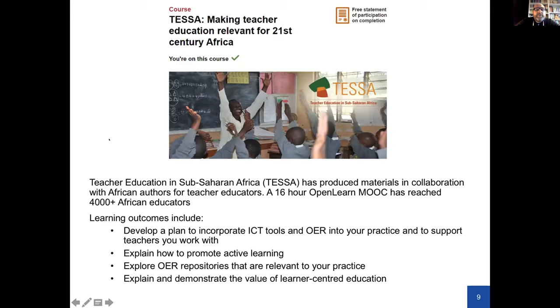The second source is the TESA MOOC, also available on OpenLearn. TESA stands for Teacher Education in Sub-Saharan Africa. And again, this predates the pandemic, about 16 hours of learning. And again, focused on how to move in the direction of teaching online and using OER and improving accessibility and these kinds of things. But in this case, tailored towards African educators, specifically as teacher educators, this course was developed for.